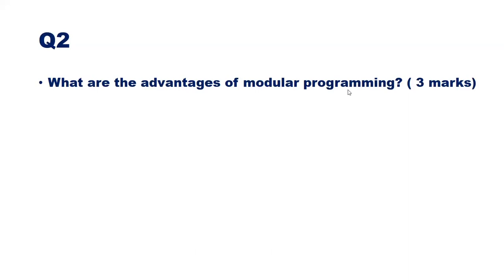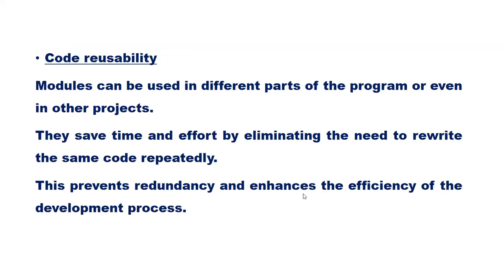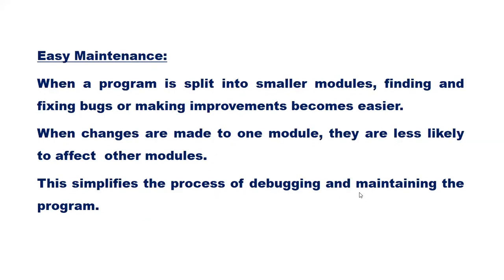What are the advantages of modular programming? Modular programming is an approach in software development where a large program is divided into smaller manageable pieces called modules. Each module performs a specific task or function independently. The advantages of modular programming include: first one, code reusability. Modules can be used in different parts of the program or even in other projects. This saves time and effort by eliminating the need to rewrite the same code repeatedly. This prevents redundancy and enhances the efficiency of the development process.